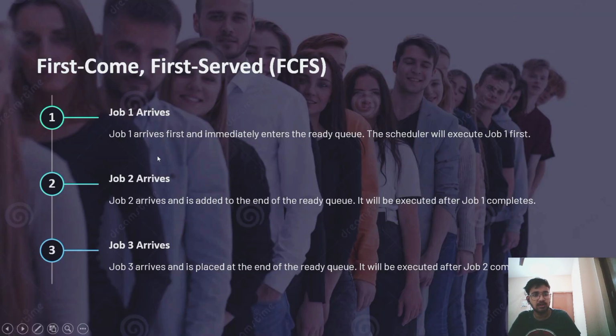So we'll go further. There is a small example. If job one arrives first, it immediately enters the ready queue for FCFS, and it goes on. Next, job two arrives. Then job two also goes to the queue, and it will be executed as soon as job one finishes. Same happens with job three.